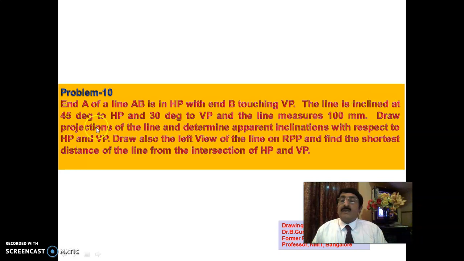The line is inclined at 45 degrees to HP and 30 degrees to VP and the line measures 100 mm. The three parameters are here. You just adjust these things in the front and top views. That's all, because the three parameters are already given. Draw projections of this line and determine apparent inclinations with respect to HP and VP. Also draw the left view of the line on RPP and find the shortest distance of the line from the intersection of HP and VP.